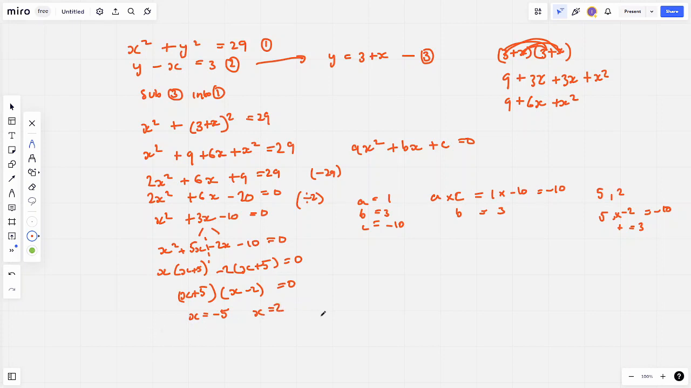What we can do is then substitute these back into equation 3, the equation that we've already found here, to get the y term. So that's going to be really, really simple. So we've got y is equal to 3 minus 5, y is equal to minus 2. And then when x equals 2, we've got y is equal to 3 plus 2, y is equal to 5. So we've got the coordinates: when x equals minus 5, y is equal to minus 2, and when x is equal to 2, y is a positive 5.